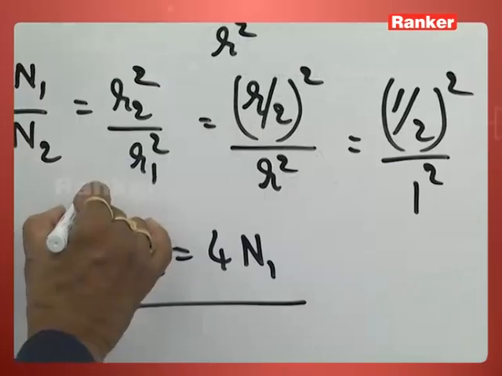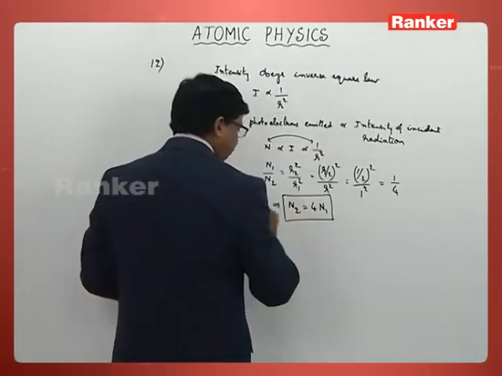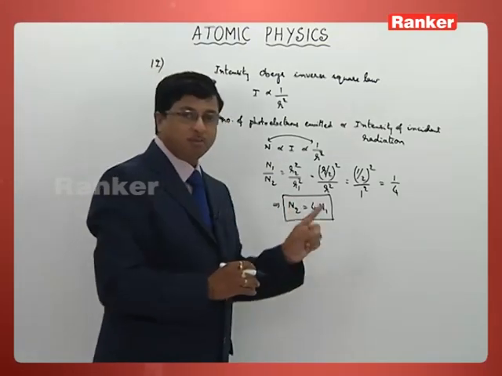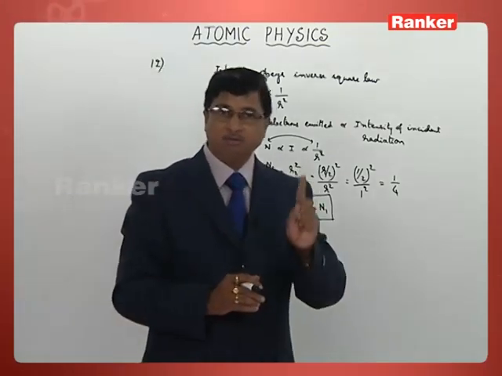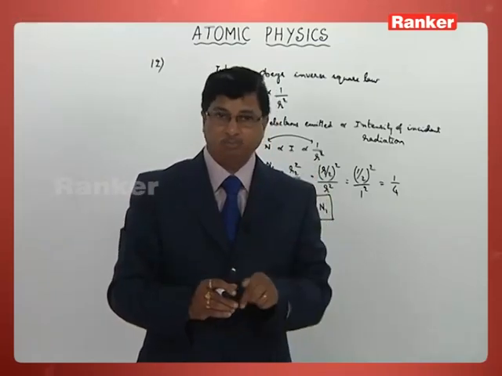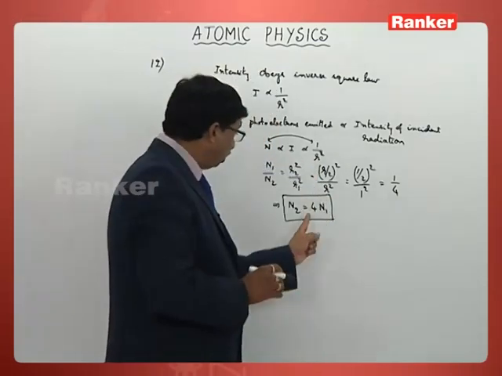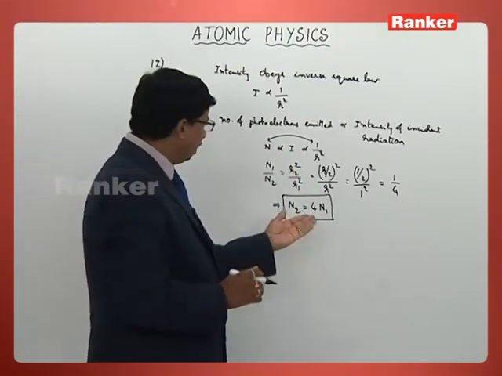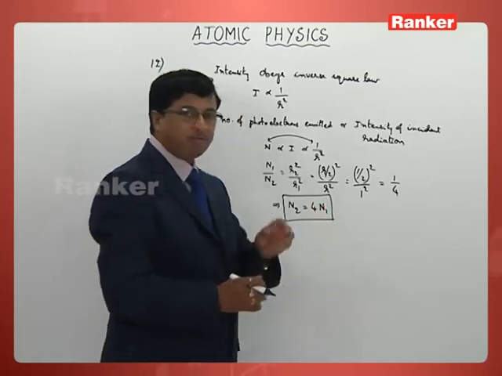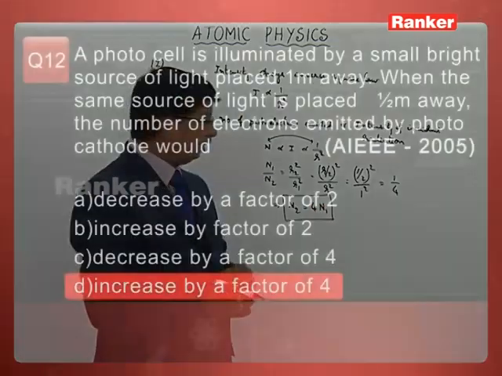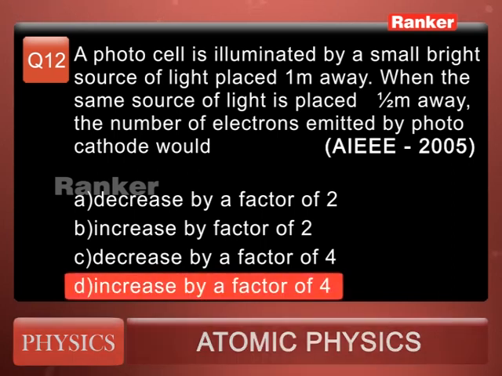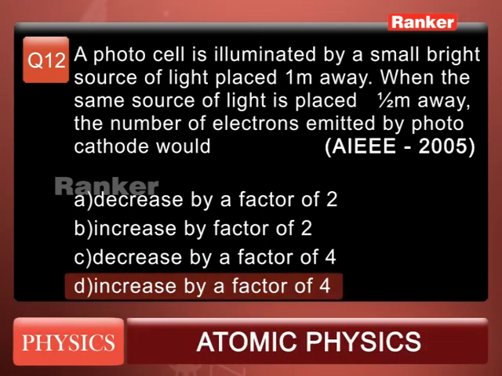So what is the meaning of this? Come on, put it in words. The number of electrons released from the surface of the photocathode is now 4 times the number which was released earlier. That means it increases by a factor of 4. So the correct option is going to be the 4th option.